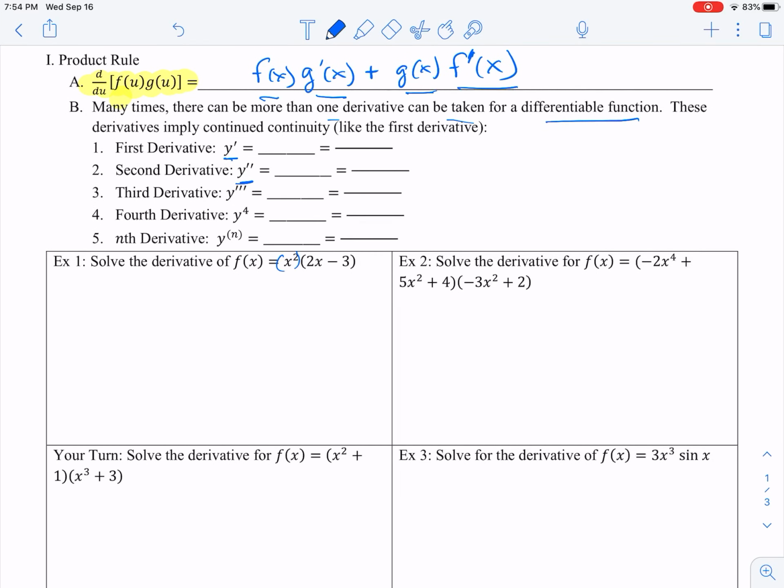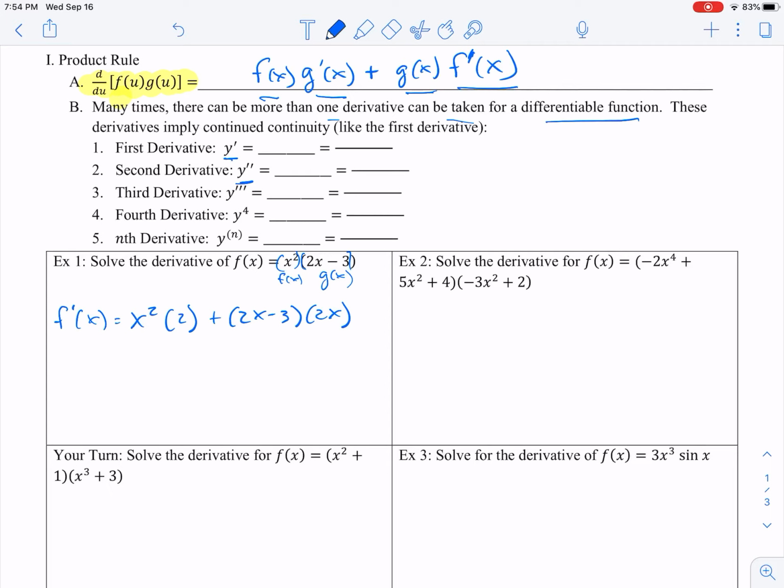Here's my first function. Here's my second function. Say this is f of x, this is g of x. So when I take the derivative, I take the first function times the derivative of the second plus the second function times the derivative of the first. Usually you can stop that way.